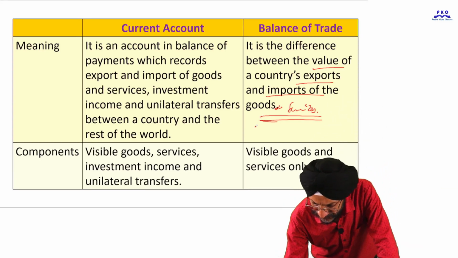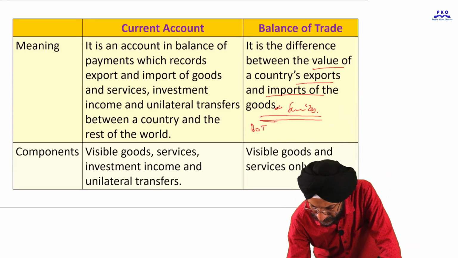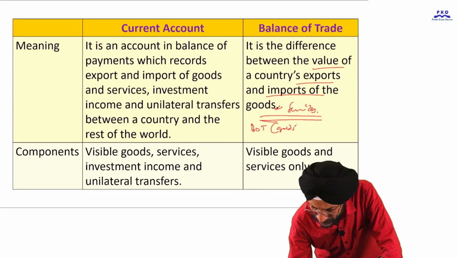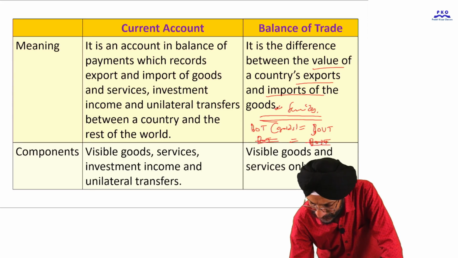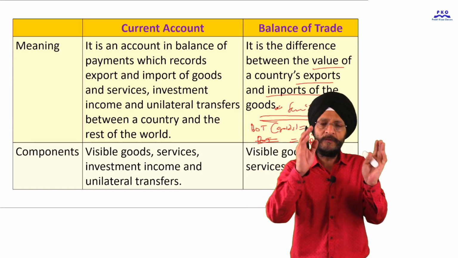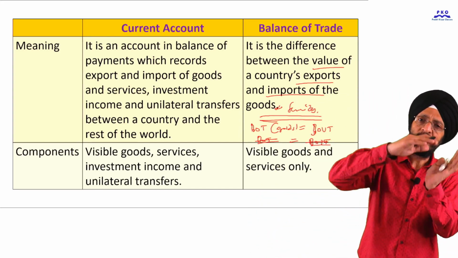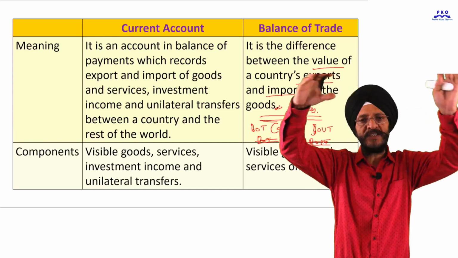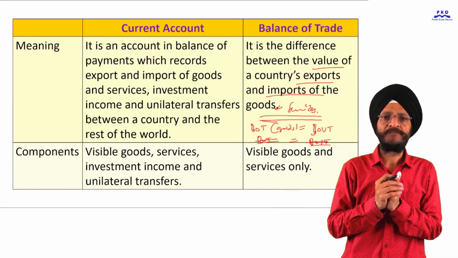If we say that balance of trade is only concerned with goods, then it may also be called balance of visible trade. If we say that balance of trade is concerned only with services, it will be called balance of invisible trade. So when we are talking about balance of trade, we will be taking into account both goods and services because this is the broader aspect.